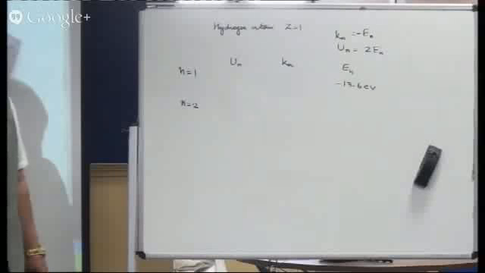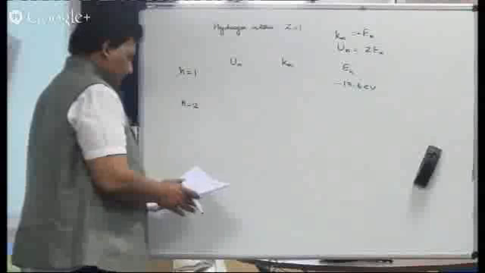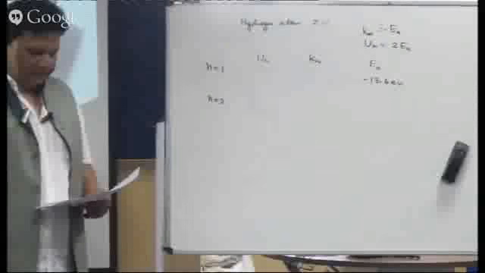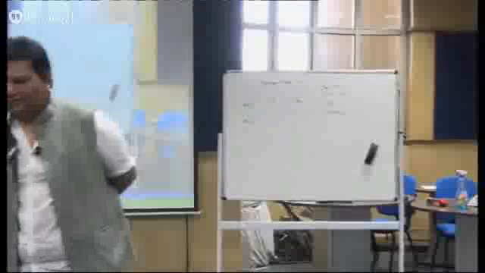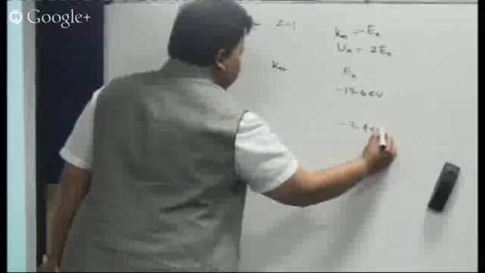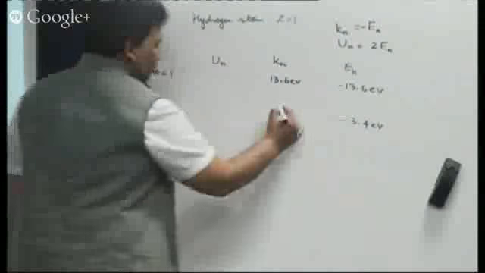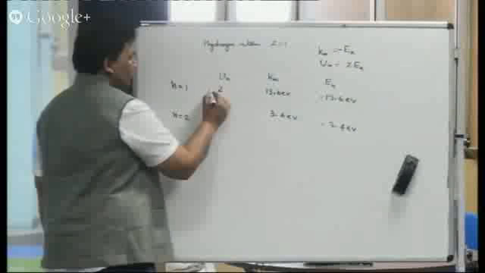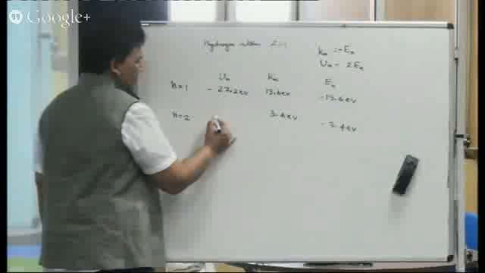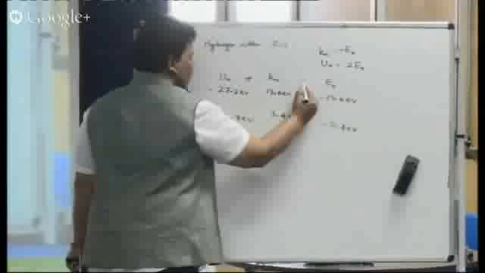Tell me, how much is it, 10.2 or 10.4? Quickly tell me. And it is 3.4. Yes, minus 13.6 by 4, you should remember these values. 13.6 electron volts, 3.4 electron volts. This doubles, so how much is it? Minus 27.2 electron volts, minus 6.8 electron volts. Perfect. If I add both of them, I get this relation.